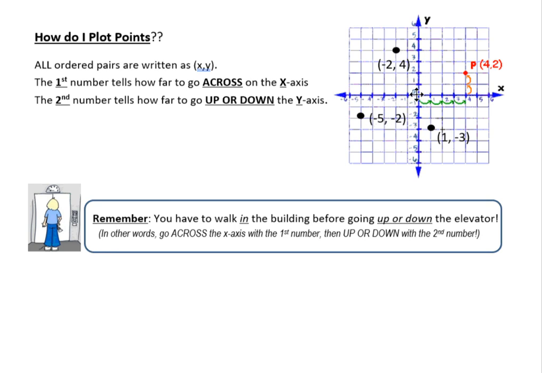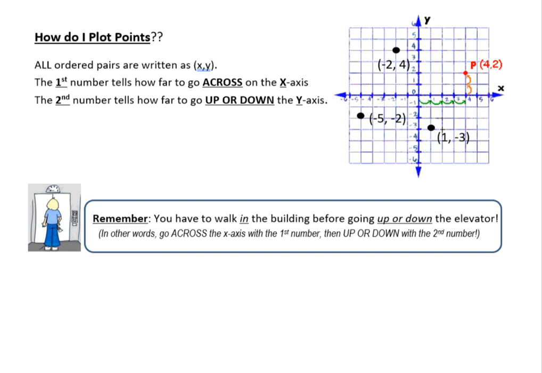Here, they're both negative, so I want to go left 5, down 2. For this last dot, I want to go to the right 1 because it's positive, and then down 3 because it's negative. So remember, you always have to walk in the building before going up or down the elevator. So in other words, go across the x-axis with the first number, then up and down with the second.